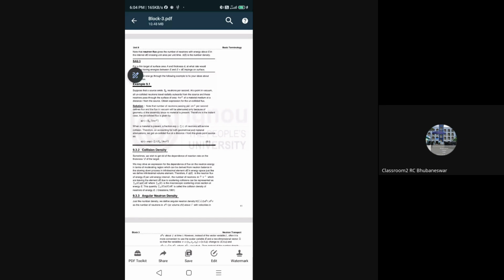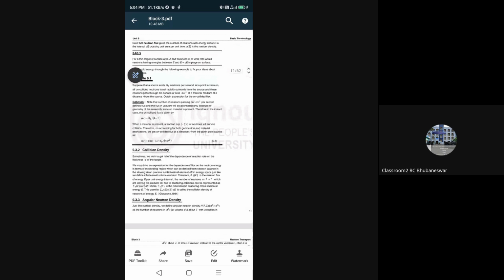Sometimes we wish to get rid of the dependence of reaction rate on the thickness D of the target. We may derive an expression for the dependence of flux on the neutron energy in terms of the moderating region, which can be derived from neutron balance in the slowing down process in an infinitesimal element dE in energy space, just like we defined an infinitesimal volume element earlier.